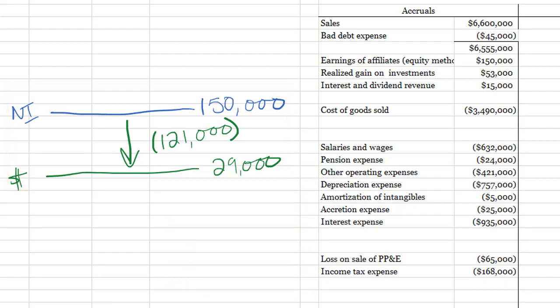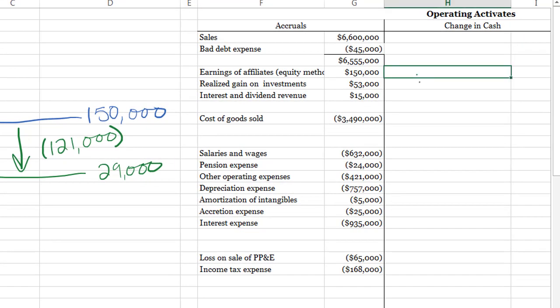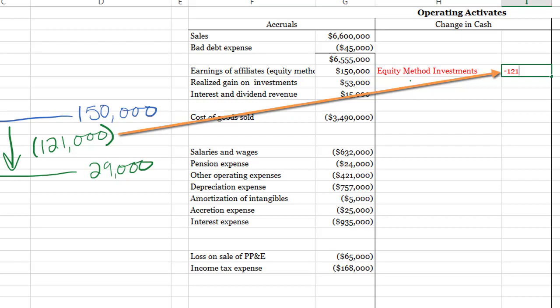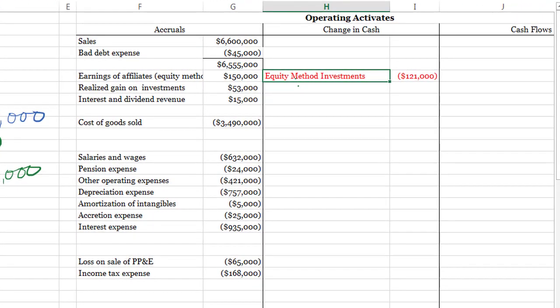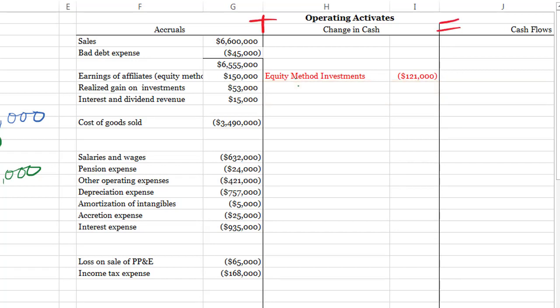So with that said, let's go ahead and put this adjustment into our worksheet. So right here, I'm going to have adjustment for equity method investments, and it's going to be a decrease of $121,000. Now, if you remember using the worksheet from earlier discussions of cash flows, remember the equation is that we take the accrual number plus the change in cash, and that gives us our cash flows. So let's go ahead and do that here, and we'll show how this works.